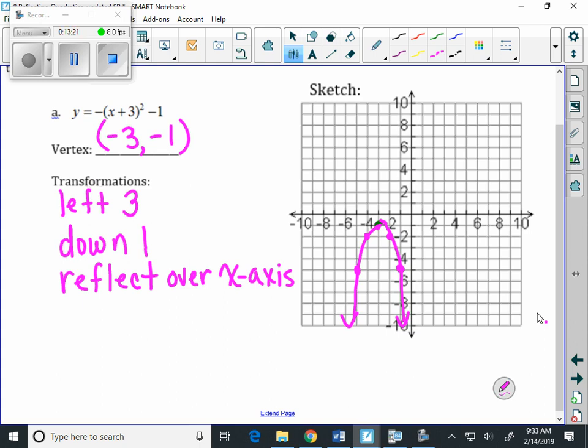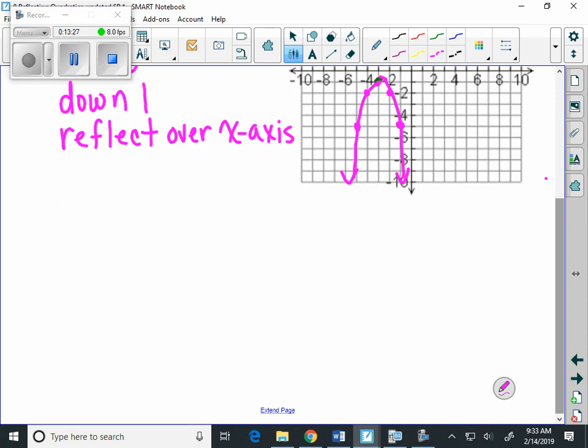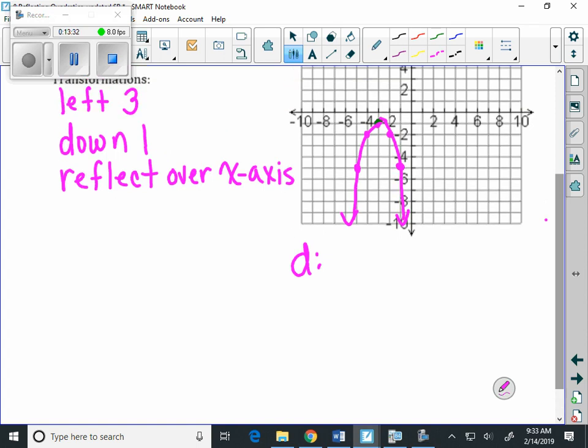And underneath your graph, I know there's not a lot of space, but I think that you can fit it in a little bit. What's the domain of this function? Well, it's all real numbers. And I don't want us to forget that. Domain and range tend to be a difficult topic for us.